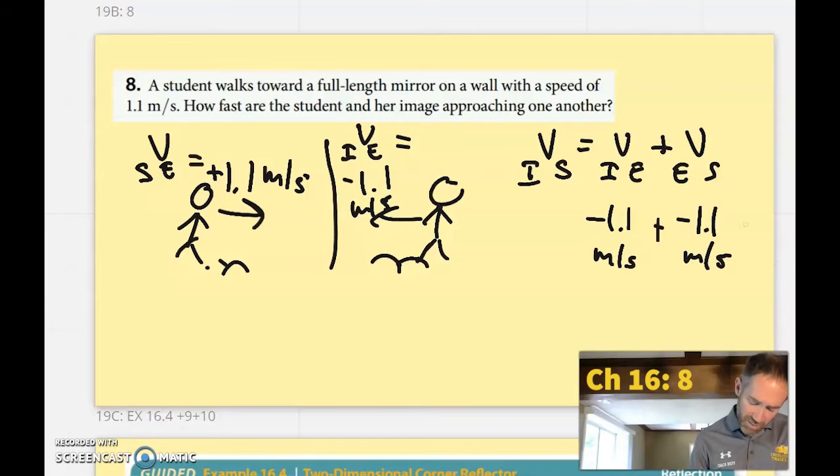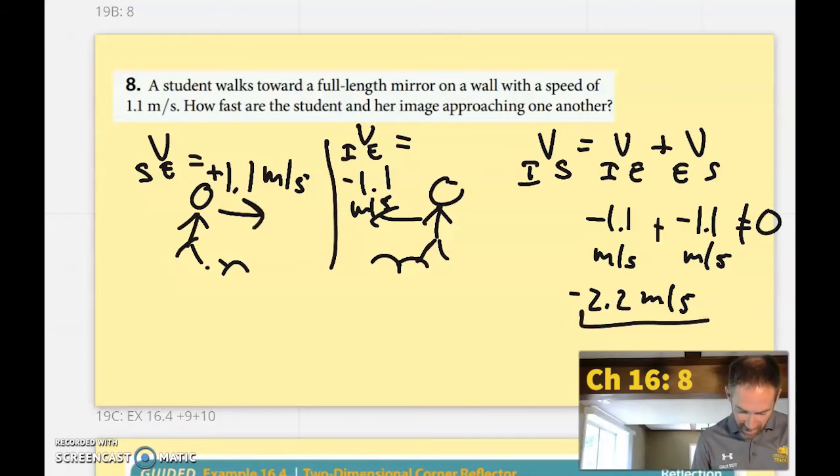You could see where some people might say that was 0, but it isn't 0. It adds up to negative 2.2 meters a second. Now they just want how fast, so they're implying the speed part, so I'm going to leave the negative part off. I'm going to say that the image is approaching the student at twice the speed that the student is actually walking over the Earth.